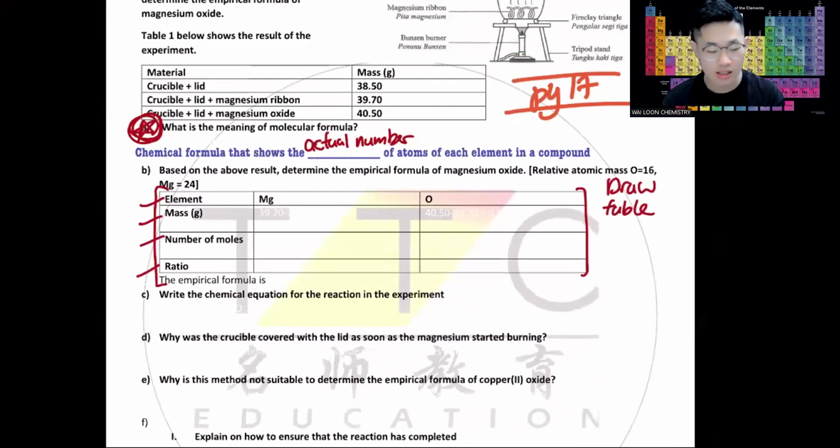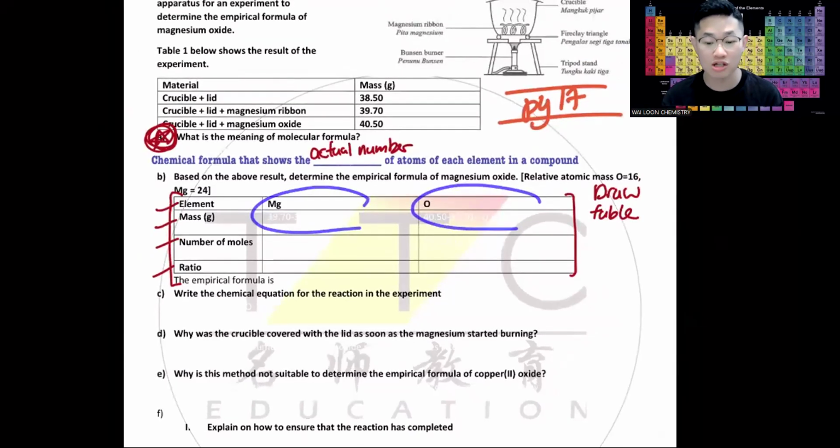Right, guys. Since you have been given the table already, can you please help me to calculate the mass of Mg and O?